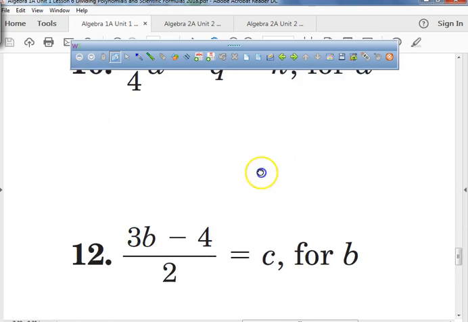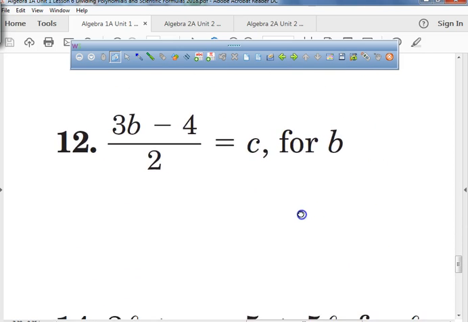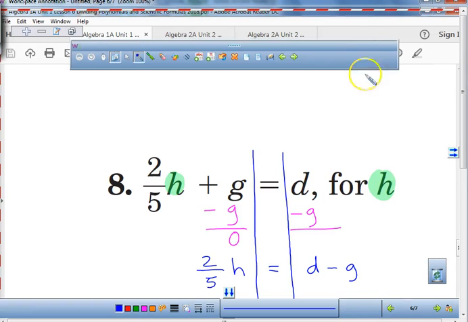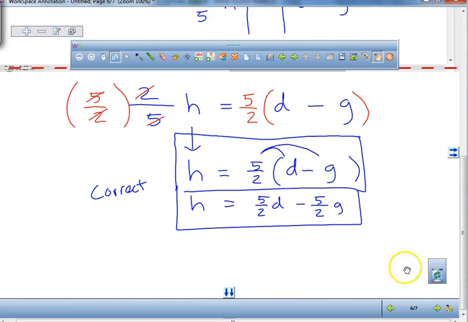All right, we're moving all the way down to problem number 12, okay? Hold on, I'll go back. There we go. This could be the answer. If we distribute the 5 halves to both of them, then this would be the answer. Okay. Got it?